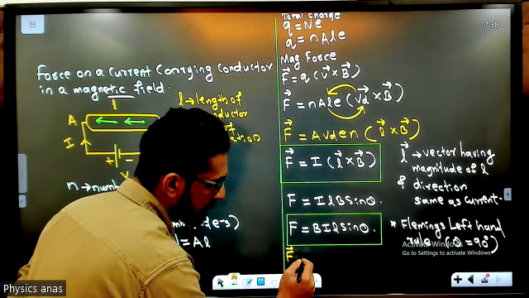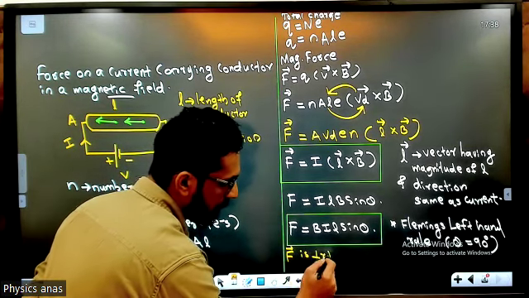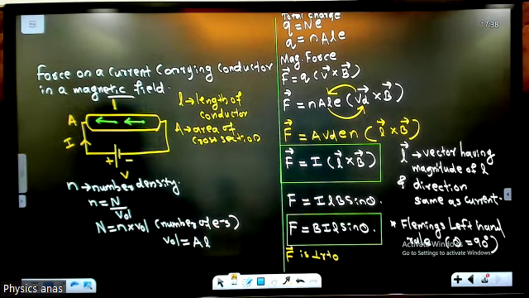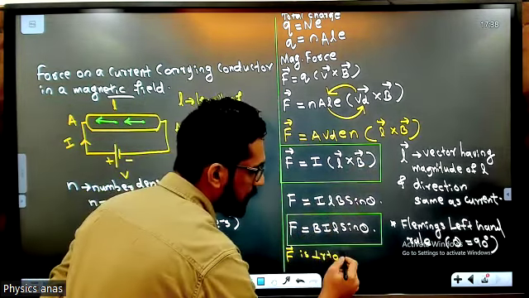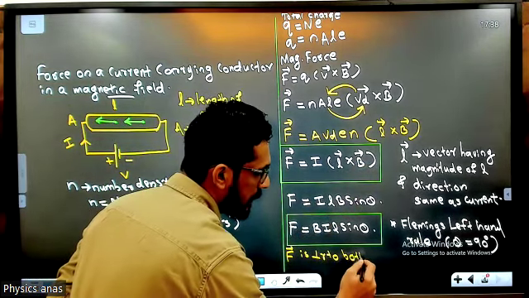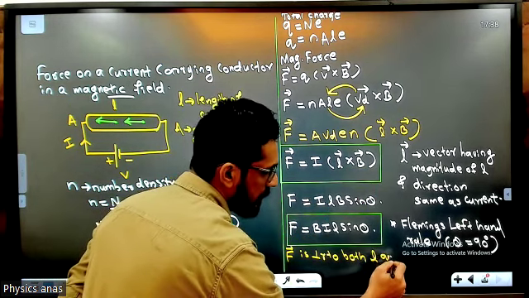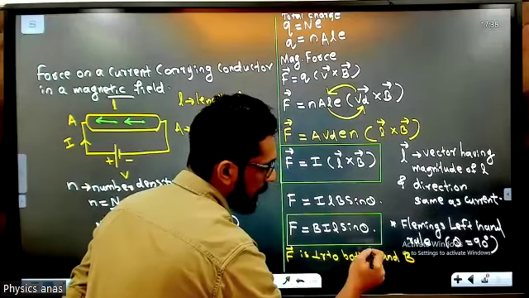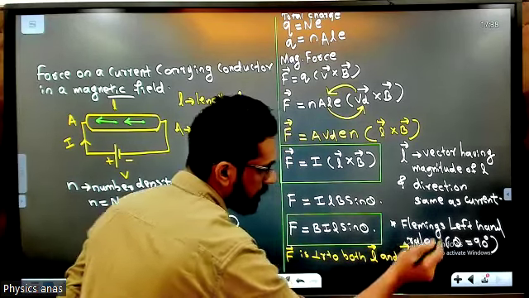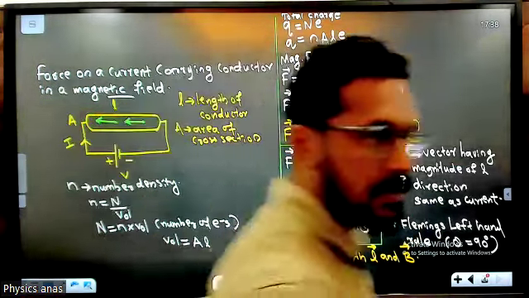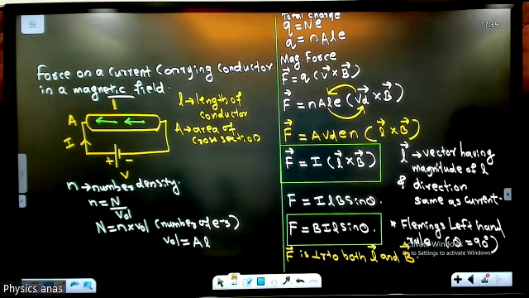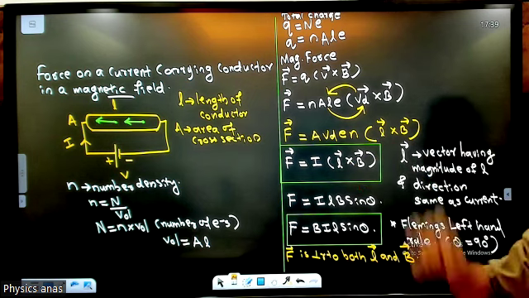Force is perpendicular to the plane containing L and B. Force is perpendicular to both L and B. I am taking L as a vector. It is actually length, but I am taking it as a vector for our convenience. Actually, F is perpendicular to the plane containing L and B.